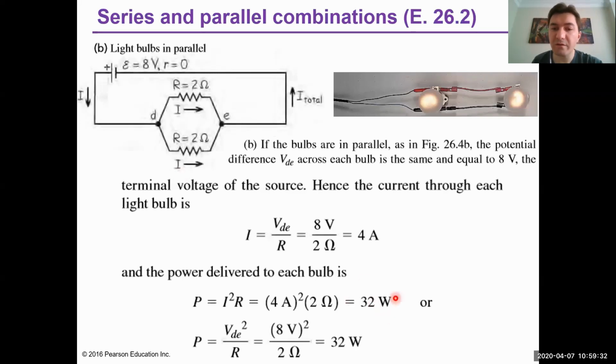64 watts of power. So where do we get that power? 8 volts and 8 amps, 8 times 8, 64 watts produced by that EMF, and then dissipated within those resistors, or delivered to those resistors.